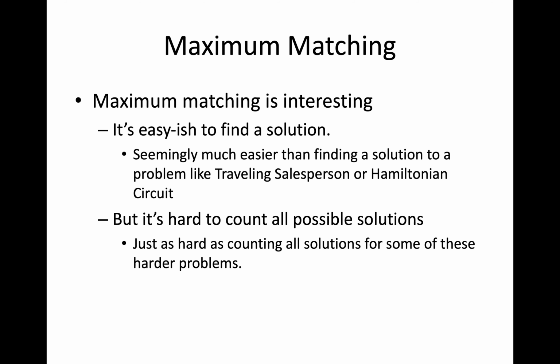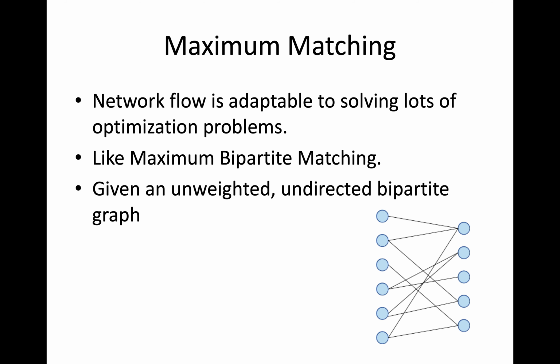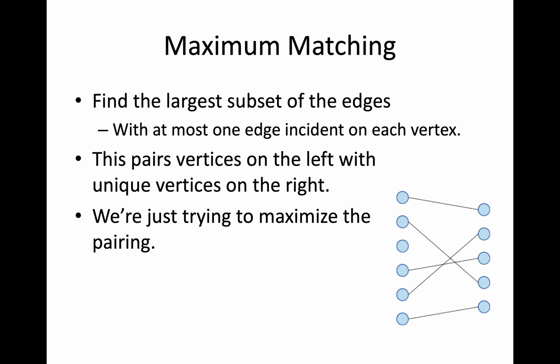We mentioned this when we were talking about NP completeness. Maximum matching is interesting because we just argued it has a polynomial time solution via network flow, so it's easy to find a maximum matching. But if you look at the counting version of this problem, it is still hard to count the number of unique solutions. If this is your maximum matching problem, here's an example of a maximum matching. It pairs up as many vertices on the left as we can with vertices on the right, but it's probably not the only solution.